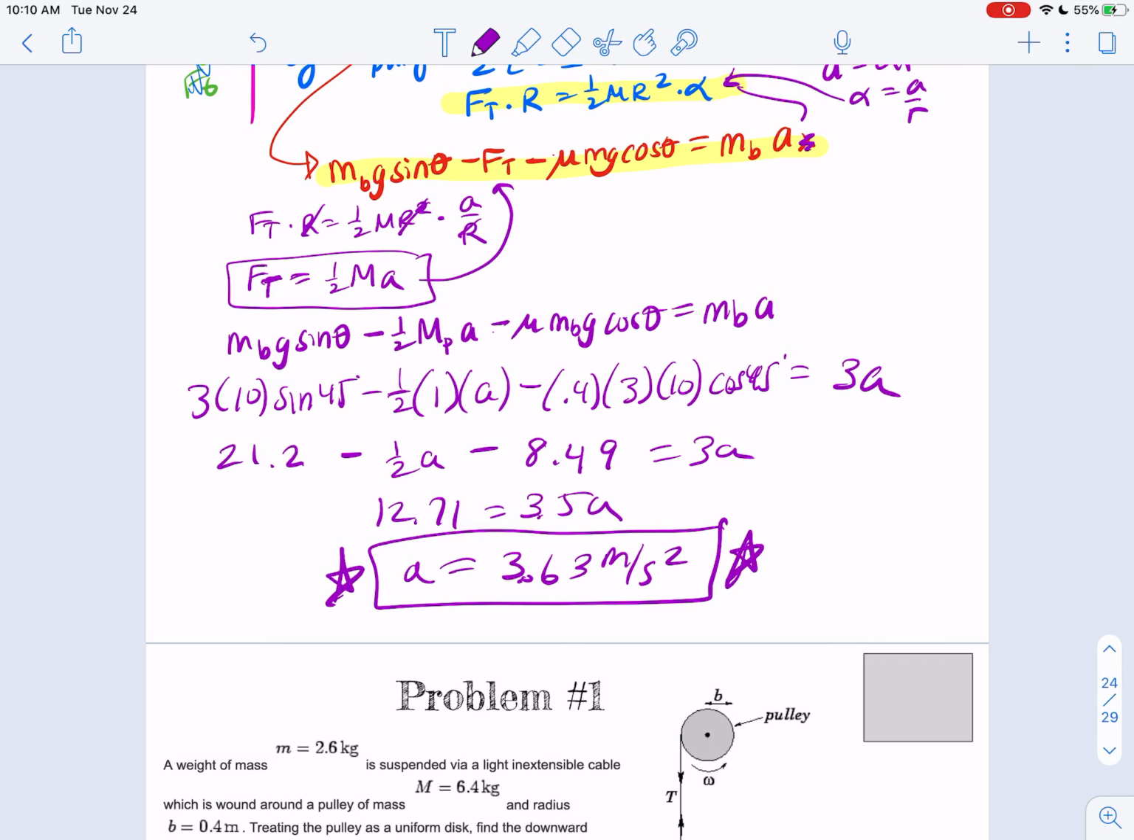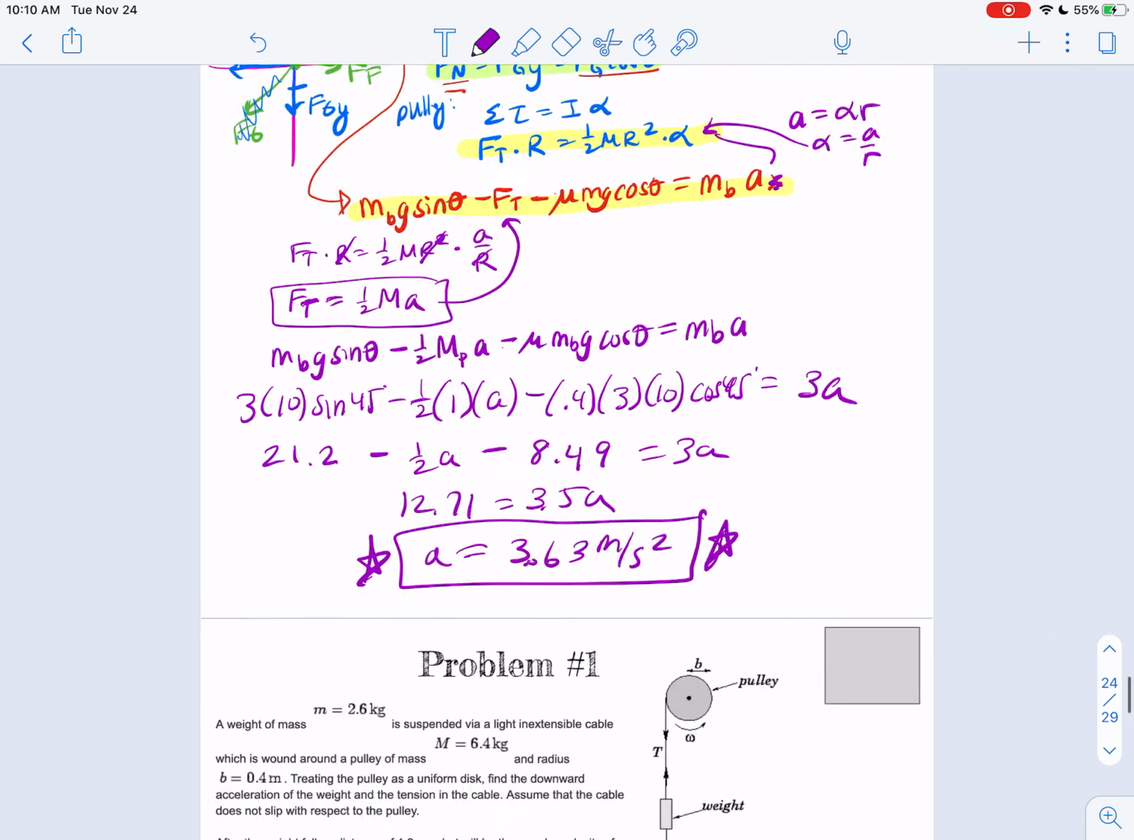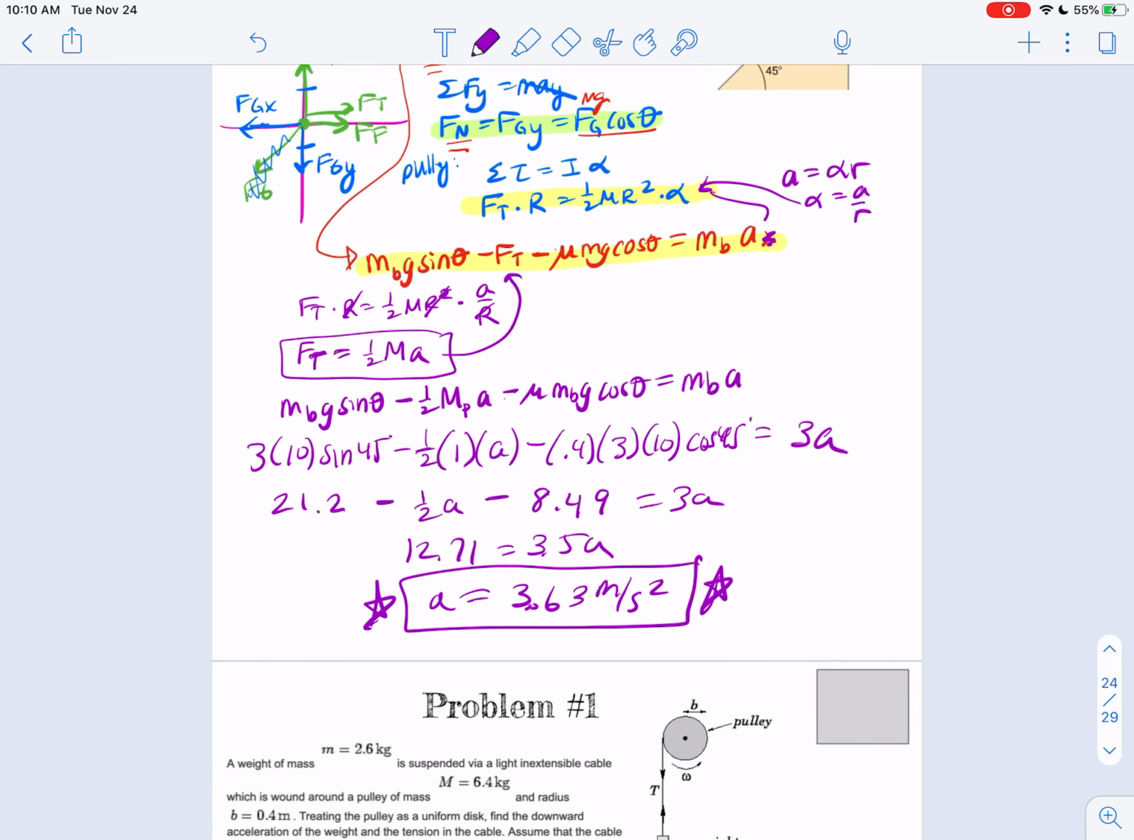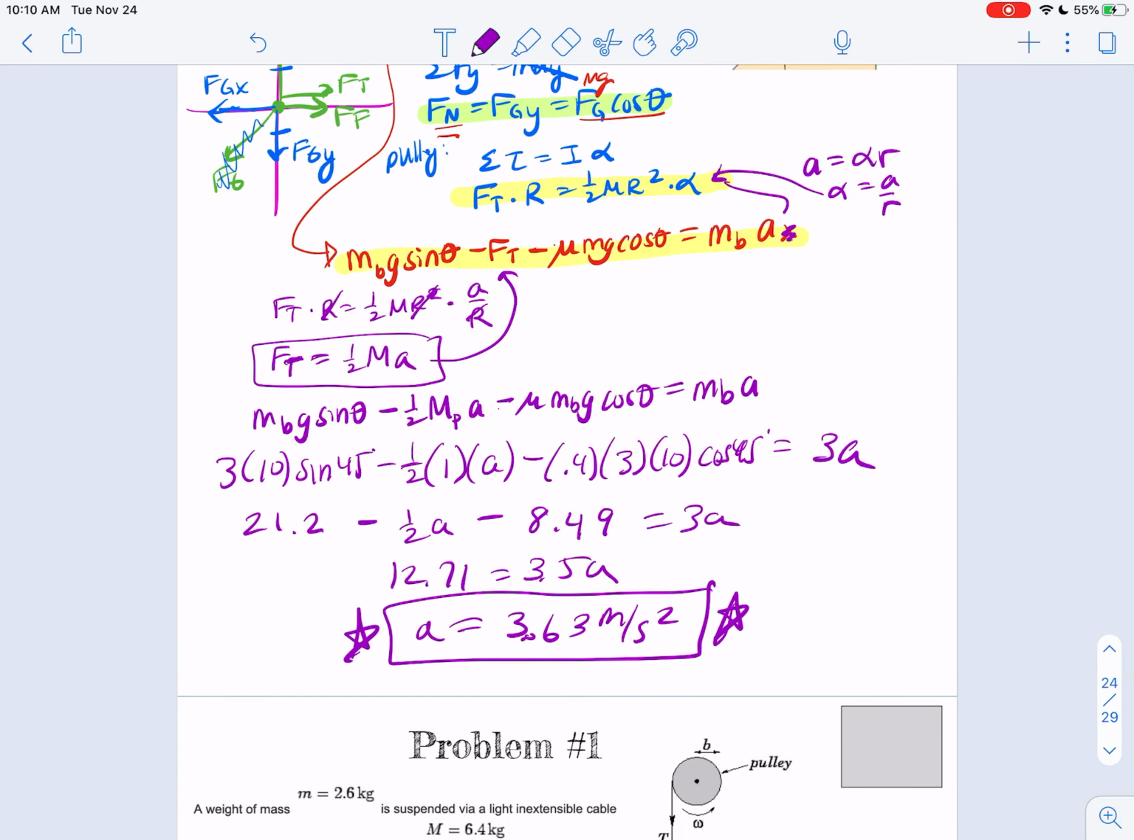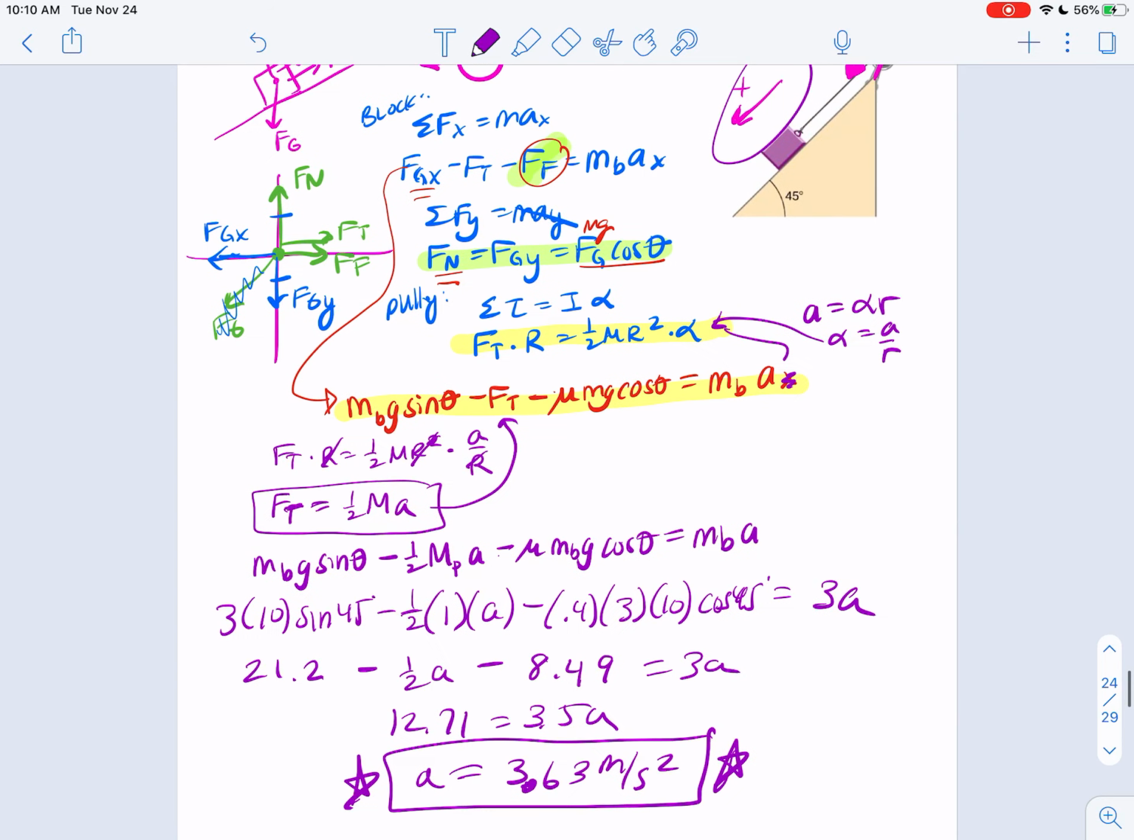Then they could go back and ask you for the tension, or, I don't know, any random number of things. But that's it. Again, it's the same thing over and over again. You're always doing the same thing: setting up your Newton's second law for the blocks, your Newton's second law for the pulley, knowing this, and then chunking it out.